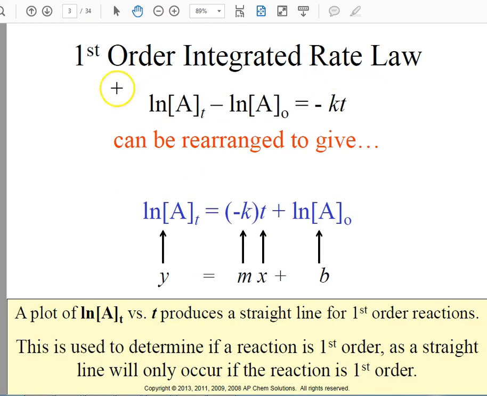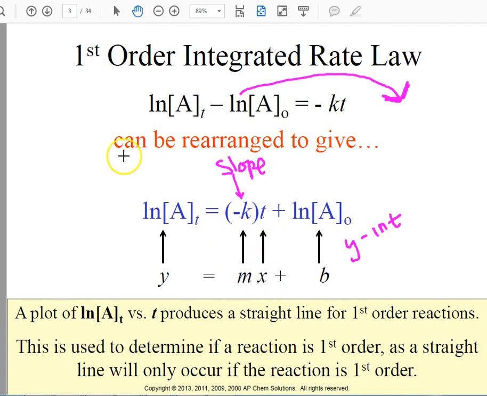We can take that equation and rearrange it into y equals mx plus b form. So we'll leave our natural log of the concentration at some time over here as y, and we're going to move the natural log of the concentration at the beginning over there. That will be our y-intercept. And then we have negative kt as our mx. So negative k, that rate constant, is our slope. And you can tell from this that the slope's going to be negative. And then time is going to be along the x-axis.